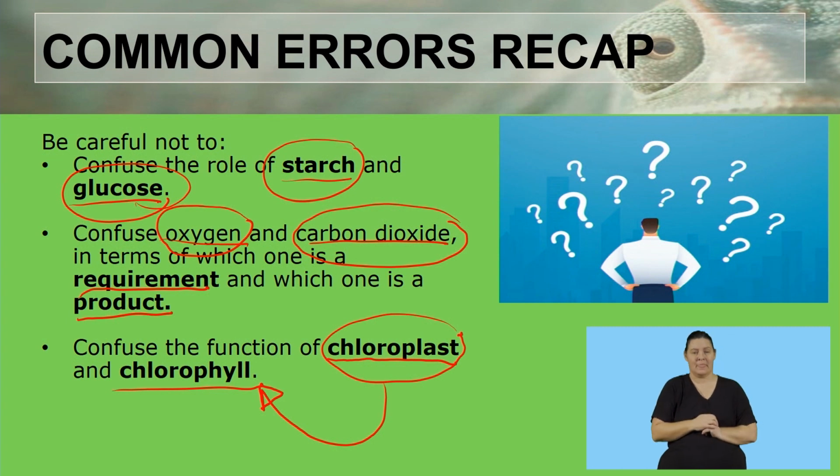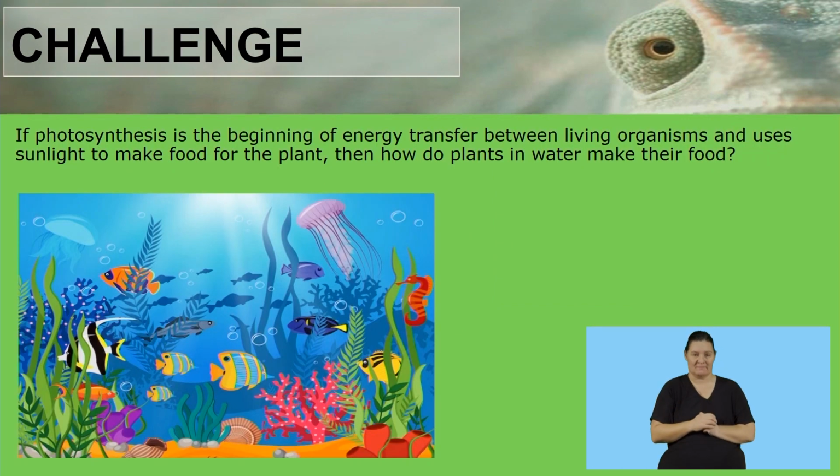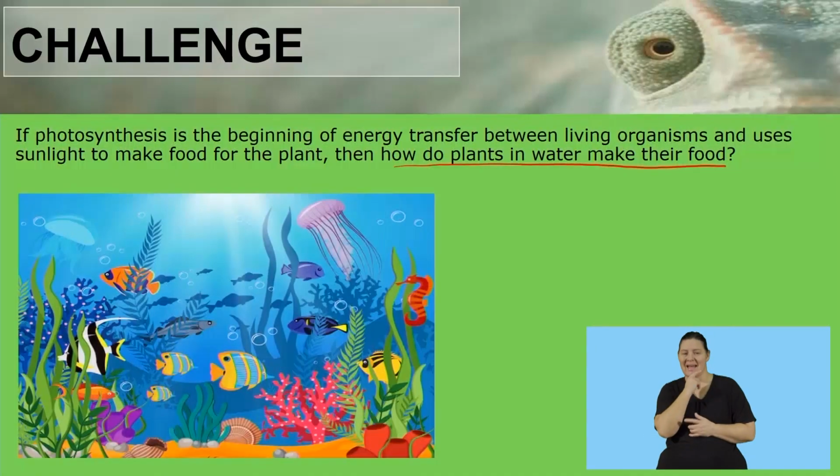Coming to our challenge question. This is a question that you need to go home and try to answer on your own. If photosynthesis is the beginning of energy transfer between living organisms and it uses sunlight to make food for plants, then how do plants in the water make their own food? This is a nice picture of plants in the water. Now you need to tell me how these plants make their own food.